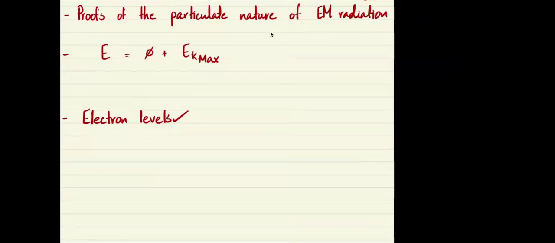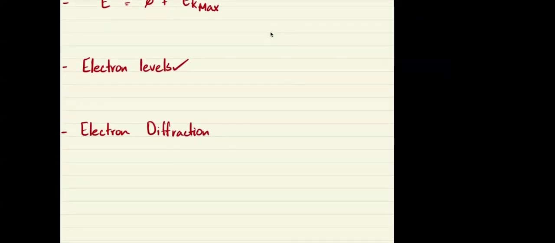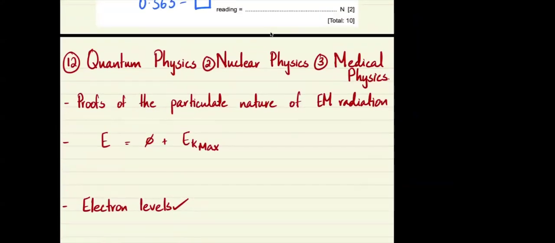Alongside electron levels, also electron diffraction as a phenomenon, how that takes place, is something which I feel is going to be assessed. Because again, this has also not been assessed in quite some time. So for electron diffraction, you must also be able to analyze the impact of the accelerating voltage on the rings which are formed, right? So this is stuff which I feel is pretty important regarding quantum physics.